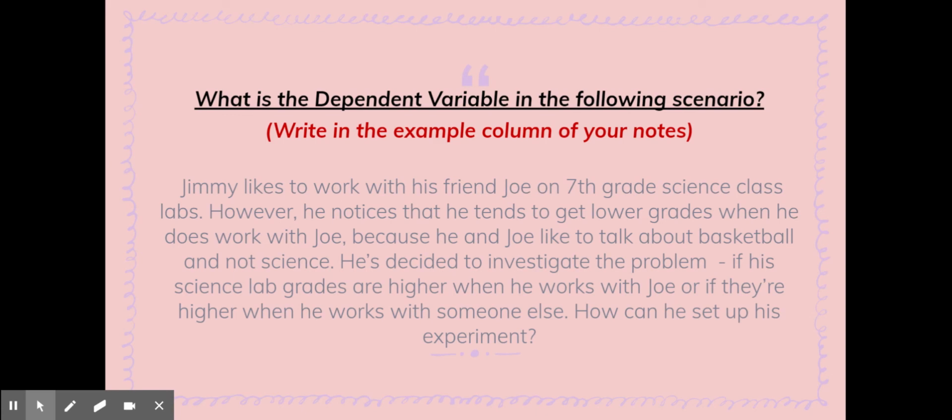Let's go back to Jimmy and Joe. What is a dependent variable in this scenario? So you should have written if, whatever the independent variable is in the independent variable example. Now please write then and tell me what you're going to measure in this experiment, or what Jimmy is going to measure in this experiment.